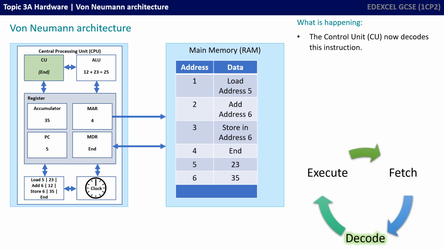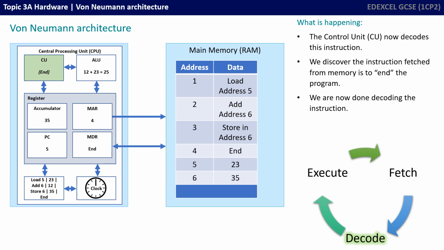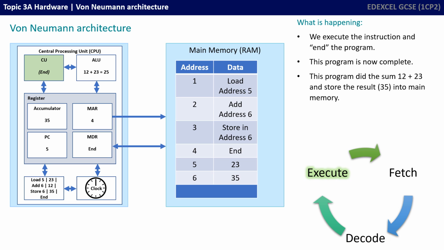The control unit now decodes this instruction, and we discover the instruction fetched from memory is to end the program, so we're now done with decoding. We execute the instruction and end the program. This program is now complete. This program did the sum 12 plus 23, and we stored the result 35 back into main memory.